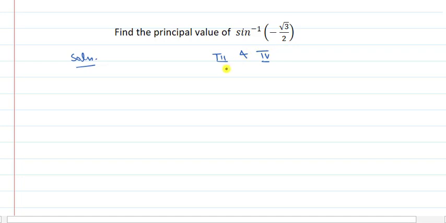So clearly the values are 4 pi upon 3, 5 pi upon 3. Then after taking a whole circle, again in the third quadrant we are getting values 10 pi upon 3, 11 pi upon 3 and so on. So again there are so many values on which the value of the sine function will be minus root 3 upon 2.